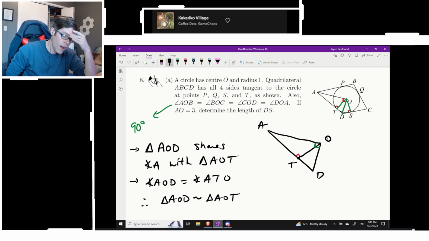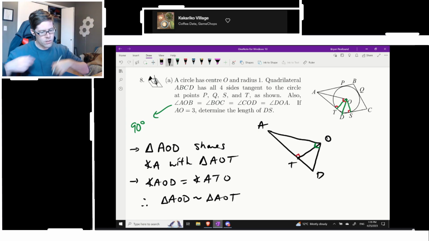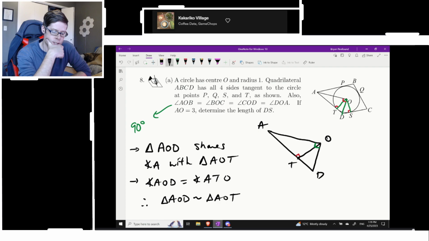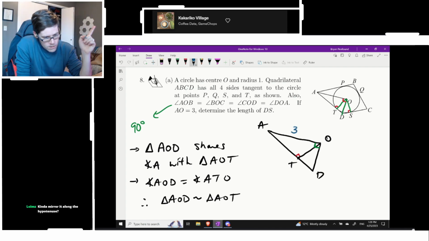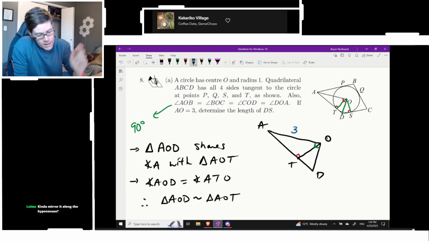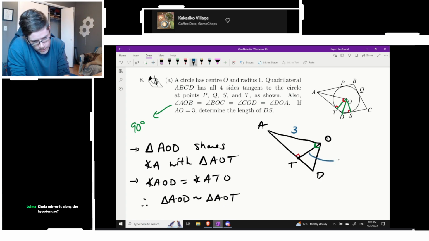So if we know these two triangles are similar, they're not congruent, but they're similar. So AOD is similar to ATO. Okay, so that must mean that we can compare sides. However, oh, I know the radius of the circle. So that's how we're going to be able to do this. Okay, so let me draw in some stuff that we know. So we know that AO is 3, and we know the radius. Do we know the radius of the circle? Yeah, the radius of the circle is 1. So this side length here is 1.